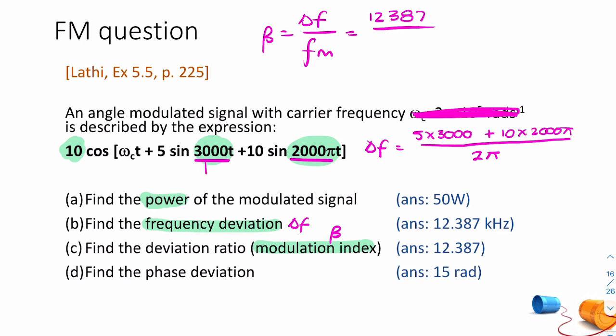Even though 3000 looks like it's bigger than 2000, here we have a pi. So 2000 pi, that's your FM. So FM will be 2000 pi divided by 2 pi, which is 1 kilohertz. So if you divide that, you'll get 12.387. So that's your modulation index.